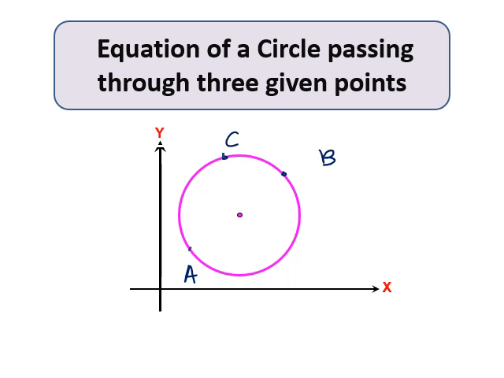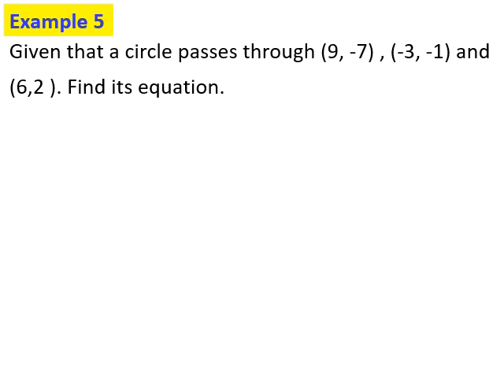Equation of a circle passing through three given points. Okay, let's say we have point A, point B and point C. So we're going to find the equation of this circle. Okay, let's look at example 5. Given that a circle passes through (9, -7), (-3, -1) and (6, 2). So we name these as point A, point B and point C.